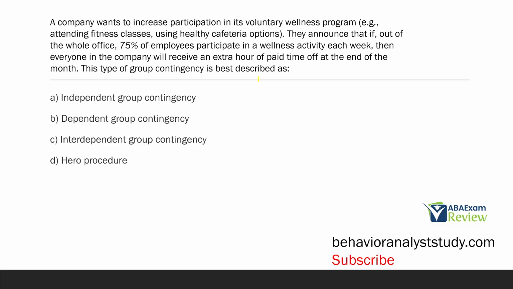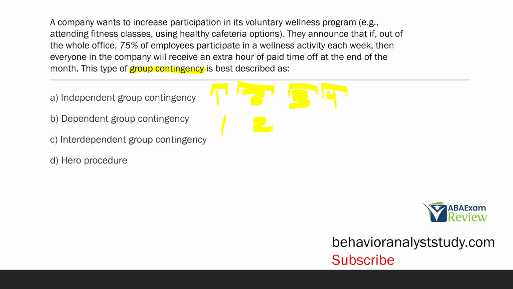This type of group contingency is best described as what? So we have a group contingency question, and our three group contingencies are independent, where if you have a group of 4, each person is responsible for themselves. So 1 is responsible for 1, 2 for 2, 3 for 3, 4 for 4.